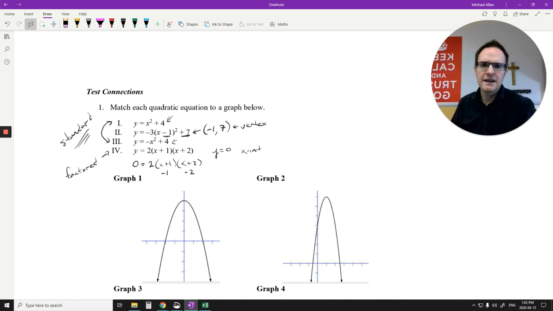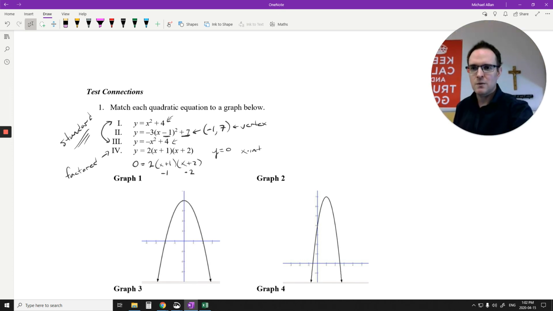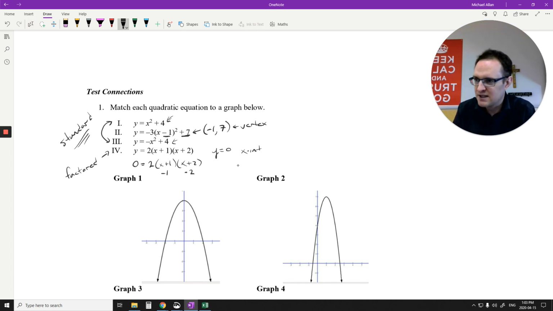You can't really see it there. It'd be backwards, but it's right there. This is backwards, but that's vertex form. It's been seen in my classroom for a while. Okay. Cool. So that's where the vertex is, -1, 7.